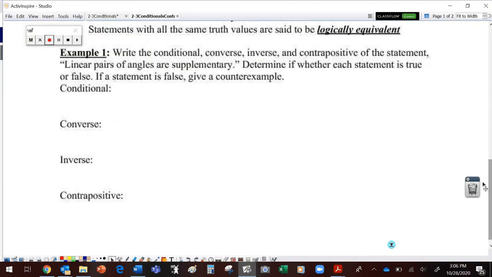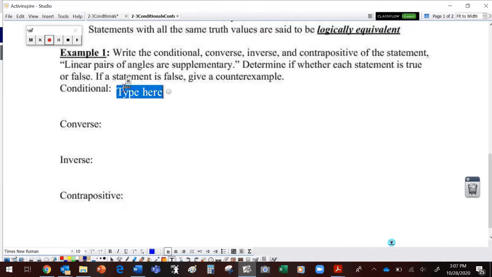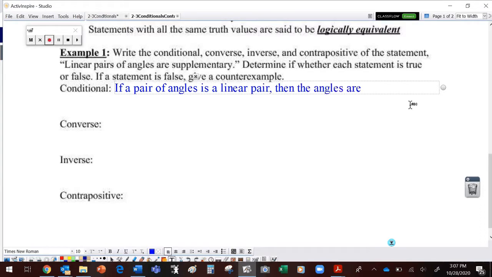Okay, now let's take a look at some practical examples. Let's write the conditional, converse, inverse, and contrapositive of the statement and determine whether each statement is true or false. If the statement's false, give a counterexample. The original statement is: linear pairs of angles are supplementary. So if a pair of angles is a linear pair, then the angles are supplementary. Well, that's part of the definition of a linear pair, that they are adjacent and they are supplementary. So this statement is true.